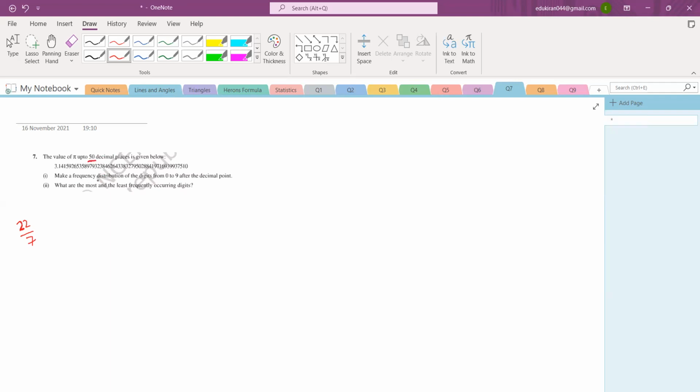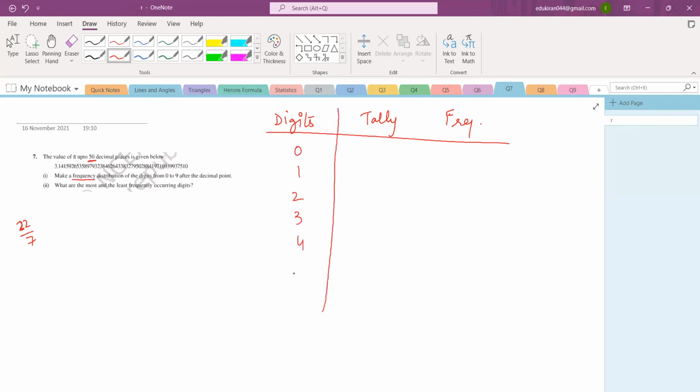Now you have to make a frequency distribution of the digits from 0 to 9. Obviously, digits are going to be from 0 to 9 only. So you write digits here, and then tally and frequency. Simple. Okay, so the digits are 0, 1, 2, 3, 4, 5, 6, 7, 8, 9. These are the digits.